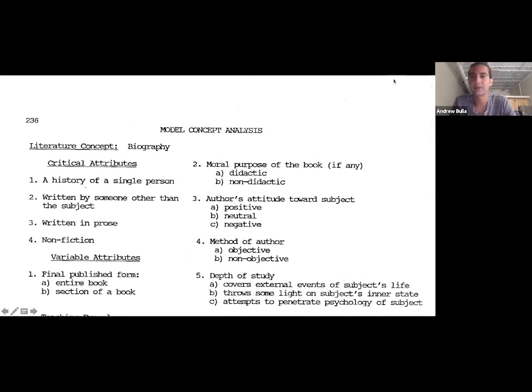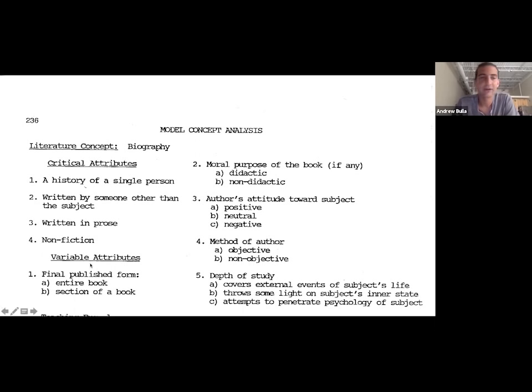So here's an example of the concept of a biography. This comes from Sue Markle's book, Analyzing Instructional Content, again, available through Morningside Press. If we're looking at the concept of a biography, critical feature 1 is a history of a single person. Critical feature 2, written by someone other than the subject. Critical feature 3, written in prose. And critical feature 4, non-fiction.